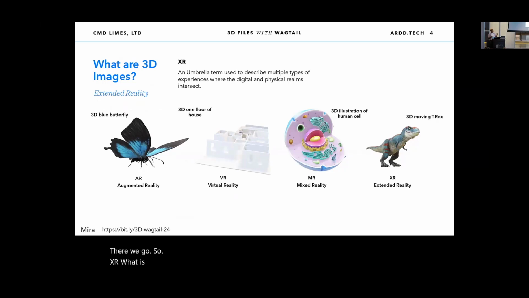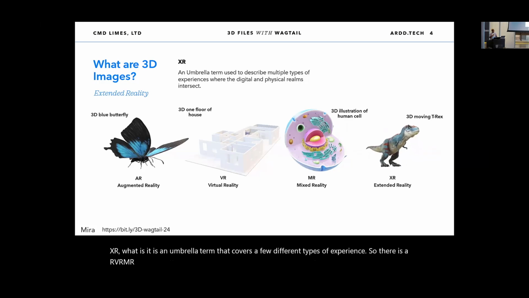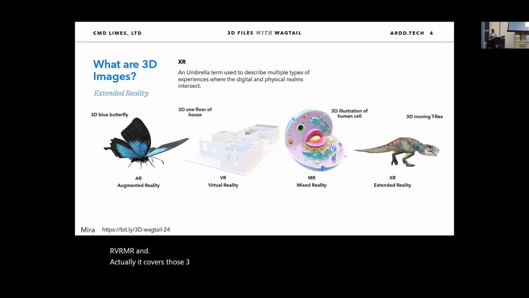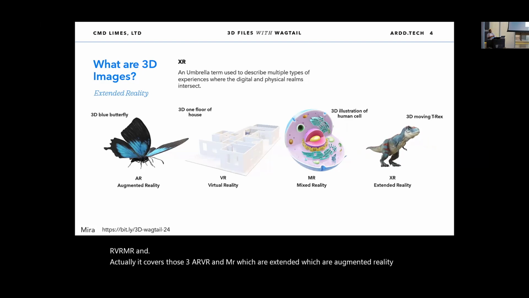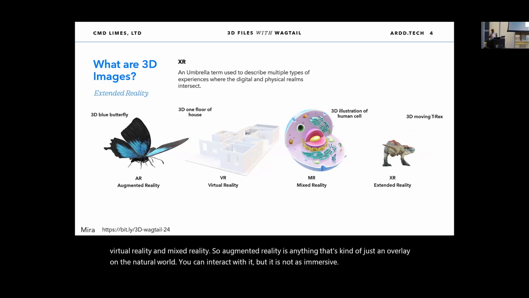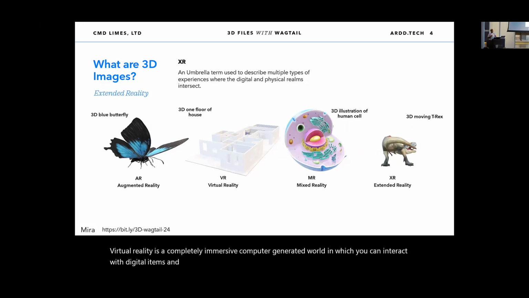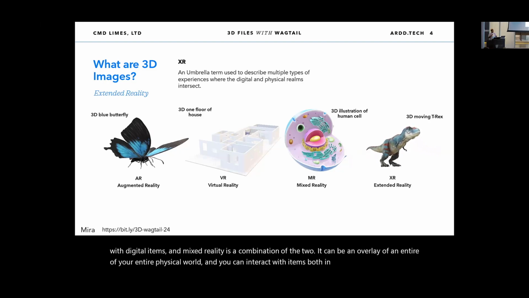So XR, what is it? It is an umbrella term that covers a few different types of experience. It covers AR, VR, and MR, which are augmented reality, virtual reality, and mixed reality. So augmented reality is anything that's kind of just an overlay on the natural world. You can interact with it, but it is not as immersive. Virtual reality is a completely immersive computer-generated world in which you can interact with digital items, and mixed reality is a combination of the two. It can be an overlay of your entire physical world, and you can interact with items both in the digital space as well as the physical space in new ways.